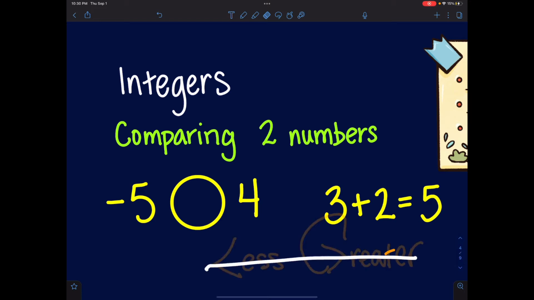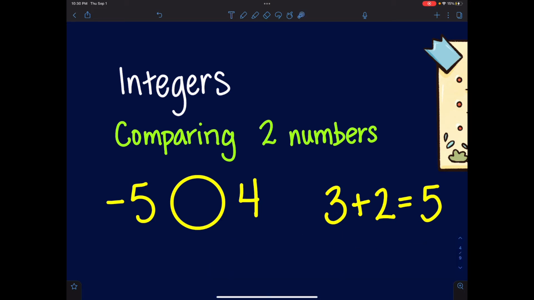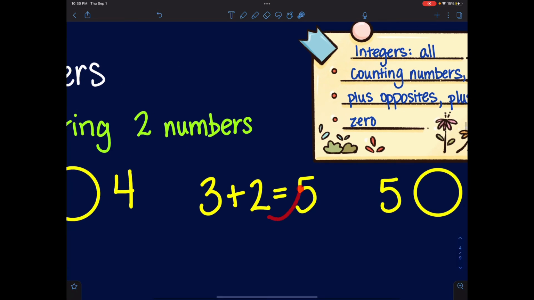Anyway, so let's go over these examples. What about -5 and 4? So 4 is to the right on the number line, so this is going to be the bigger number. So we would put that there. An equation means that the two sides are equal, and it doesn't matter how you write it. 3 plus 2 is the same as 5. So if you were to put 3 plus 2 on a number line, you would put it in the exact same place as 5.